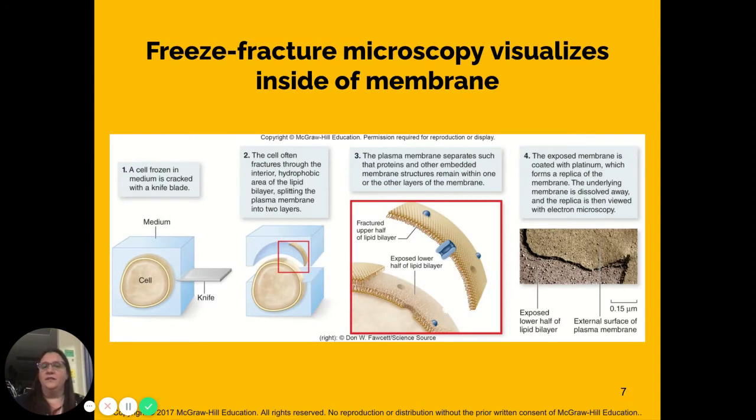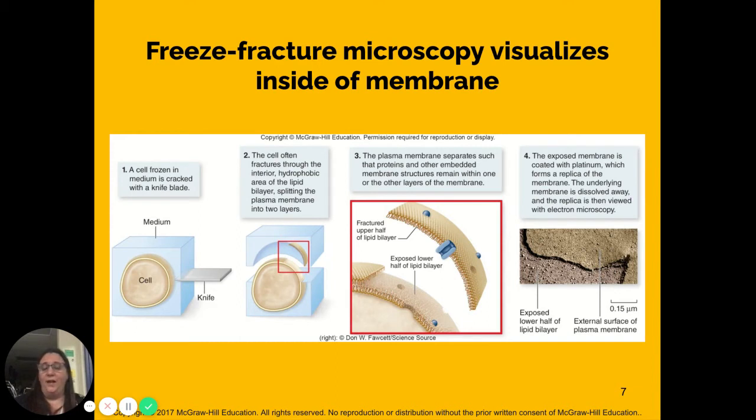Another way they can study cell membranes is called freeze fracture microscopy, and that helps to see the inside of the membrane and also to see where the proteins are embedded and which parts of the plasma membrane those proteins lie in. They basically take a cell and freeze it in a medium, in a substance, and then that is cracked with a knife blade.